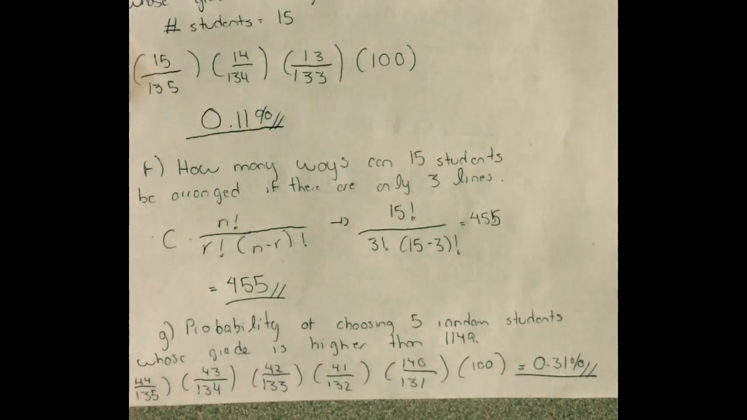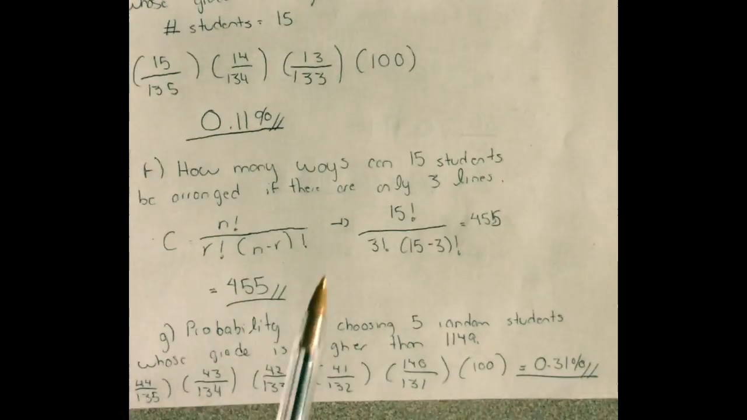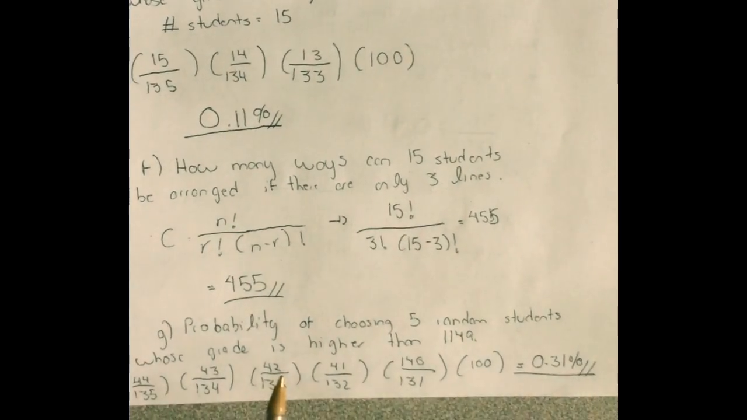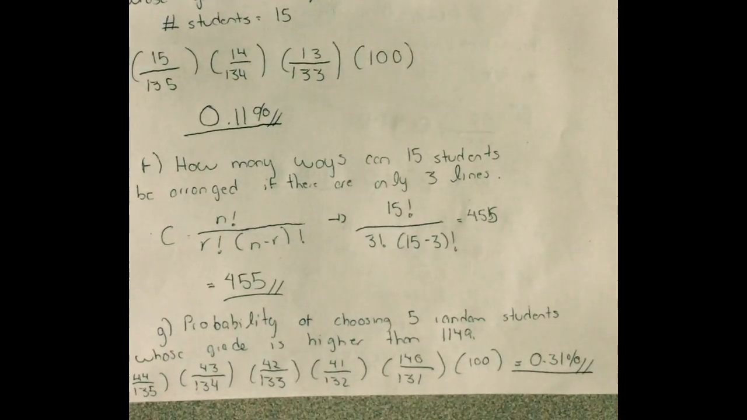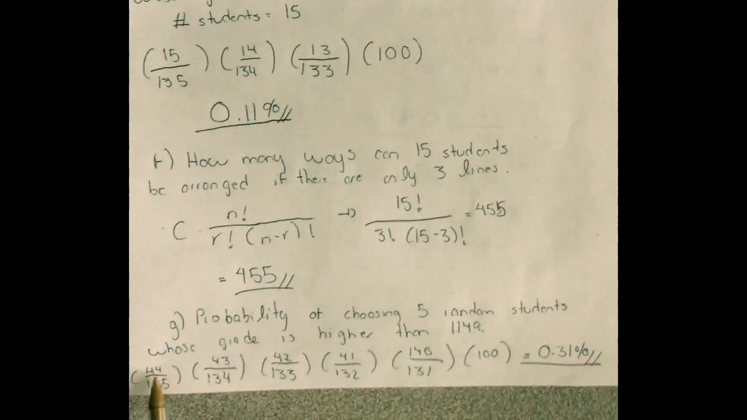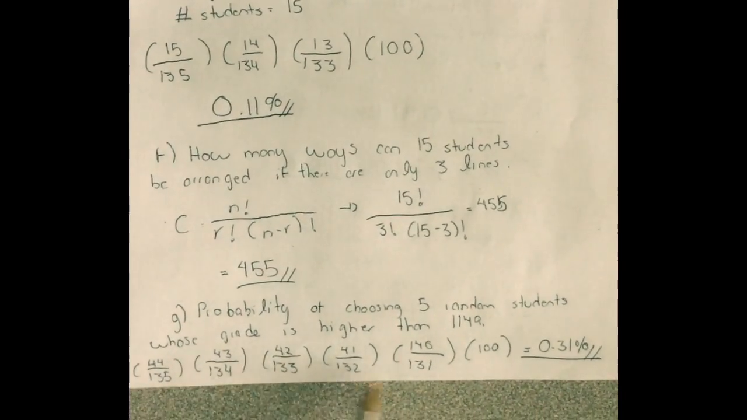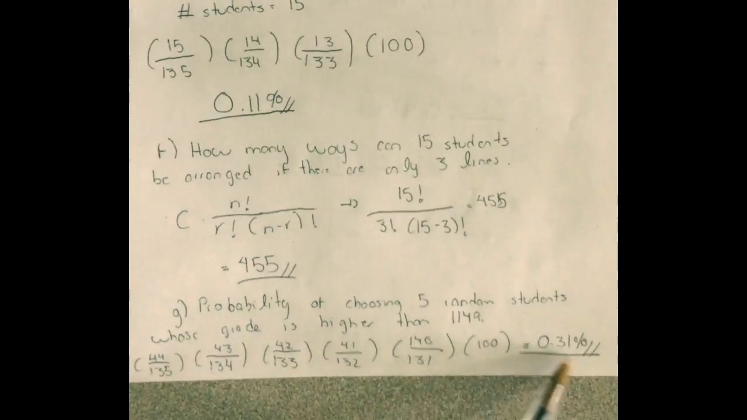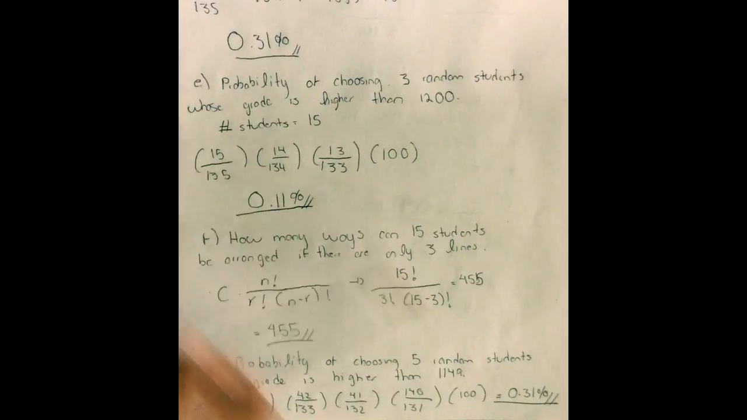Problem G is exactly the same as problem D, but is reduced in a different way. So we will follow the same procedure that we did. First we're going to do the 5 progressive operations multiplied by 100, and that will give us 0.31%. So that is going to be our answer and our result.